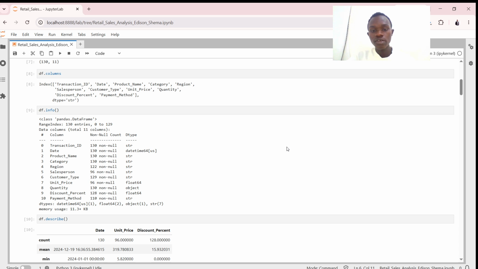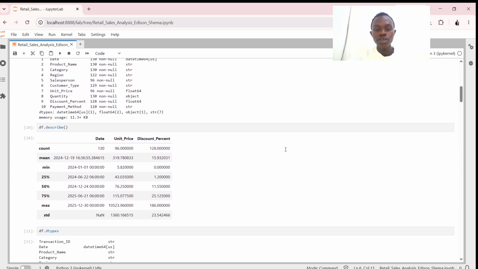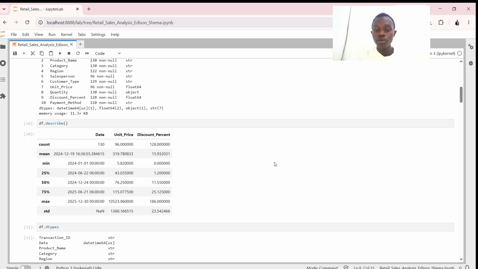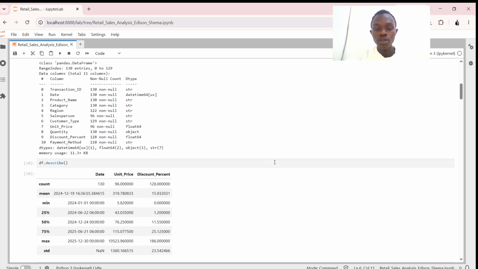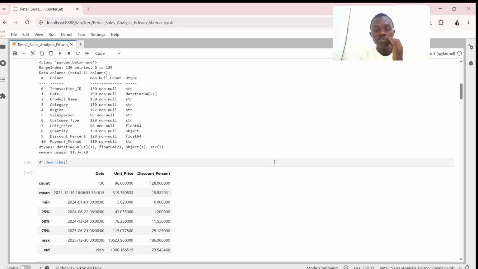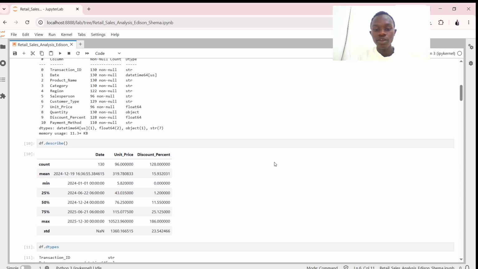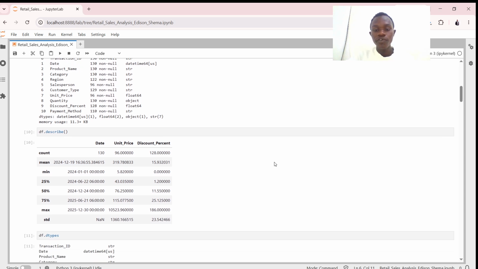After exploring the dataset, I focused on data cleaning and preparation. I identified several issues, including missing values in different columns and incorrect data types. For example, the quantity column was stored as text instead of numerical values, which would prevent accurate calculations. I handled these issues by filling missing values.